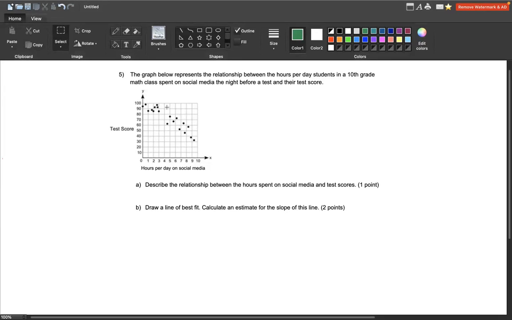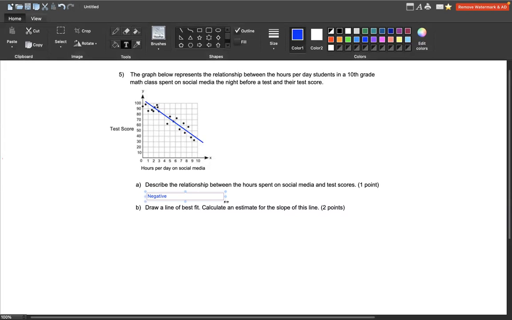But anyway, the first part's not too hard. Describe the relationship between the hours. So the first thing is we're kind of envisioning a line of best fit. We can look at this data and it's a little all over the place, but it kind of follows this line that sort of goes like this. And how will we describe that line? Well, first of all, is the line positive or negative? It is negative because as you read it left to right, it's going down.